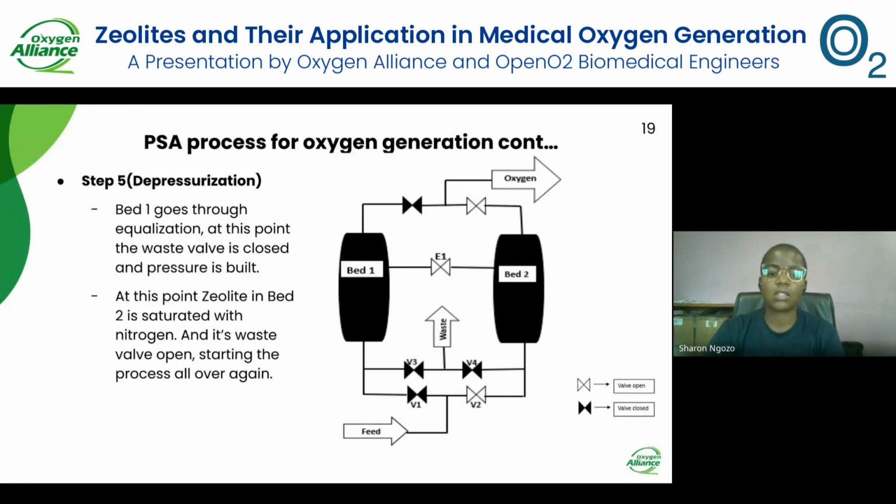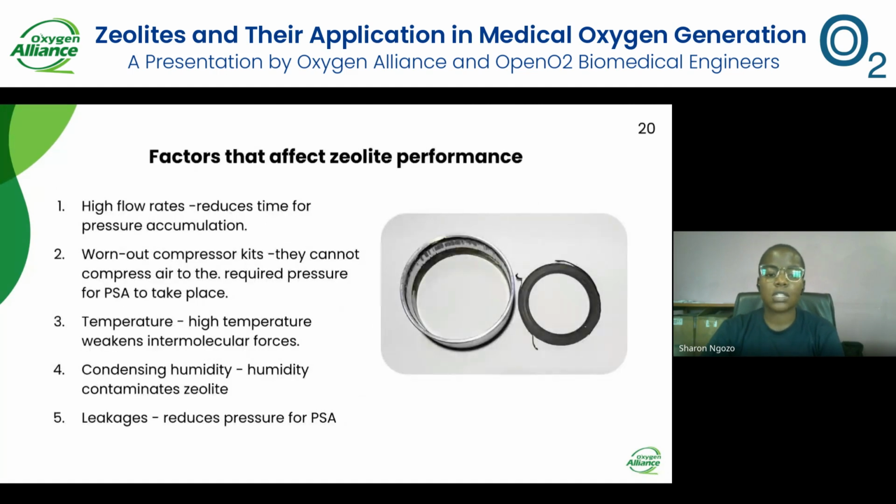So basically, these are the important processes that take place in oxygen generation, be it at a high scale or even the low scale. So basically, this is everything that happens. From here, we'll talk about the factors that affect zeolite performance. So here we'll be talking about those factors that may hinder zeolite to perform effectively or to perform at its maximum potential. Firstly, we'll talk about the high flow rate.